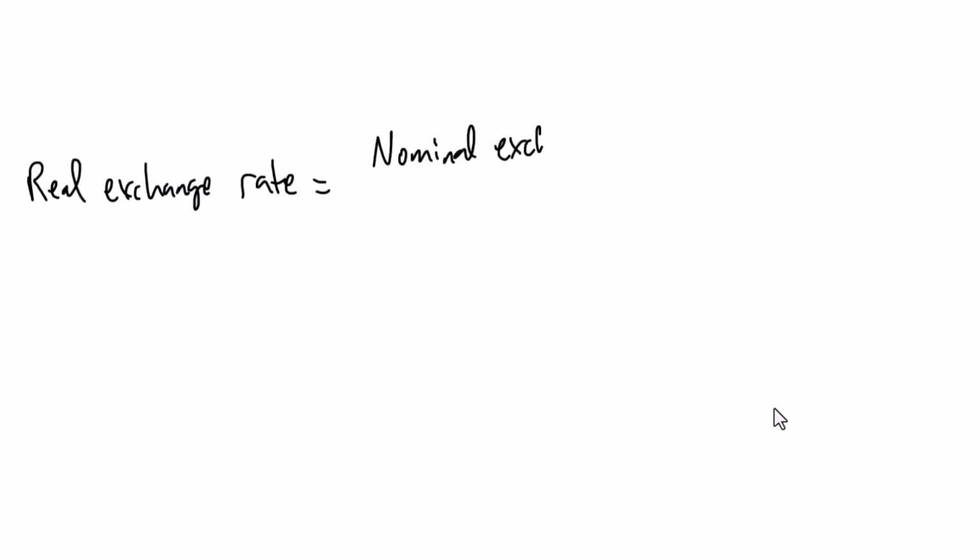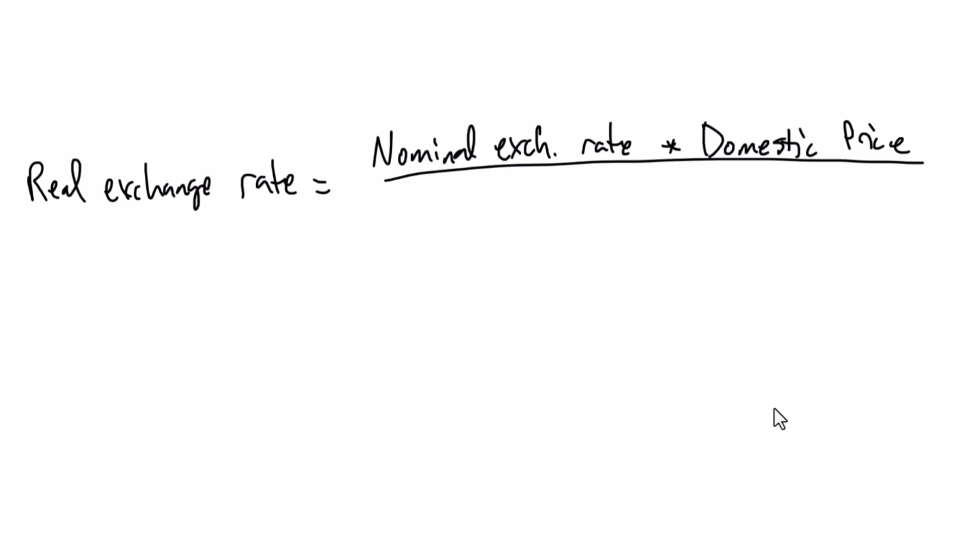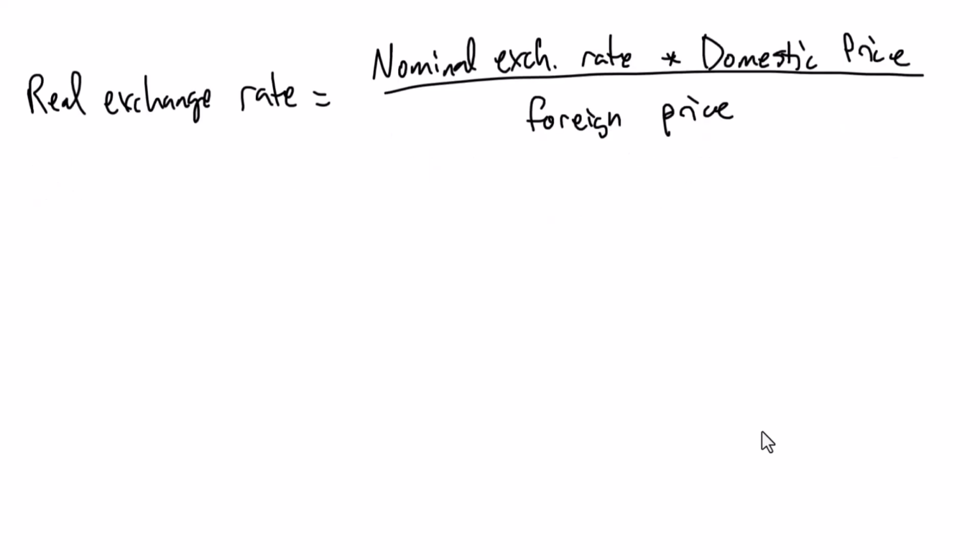Same idea here. To calculate the real exchange rate for a good, we will take the nominal exchange rate times the domestic price for the good, and divide that by the foreign price for the good. Let's think about a real-life example of this.